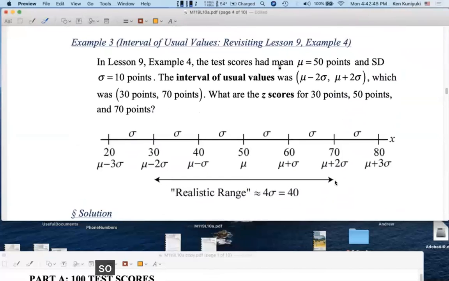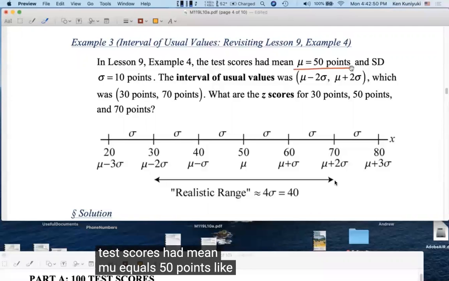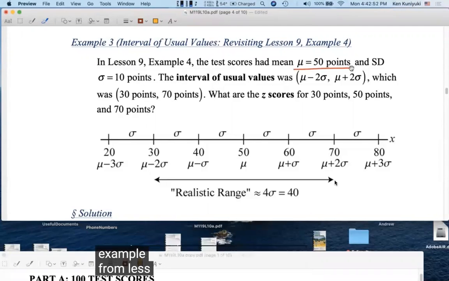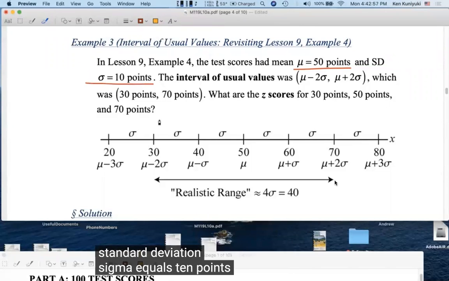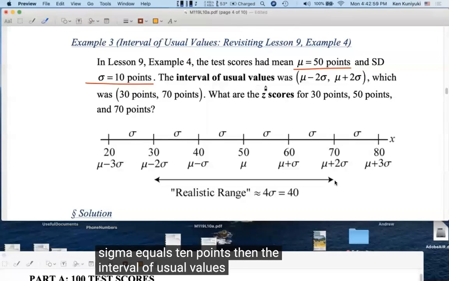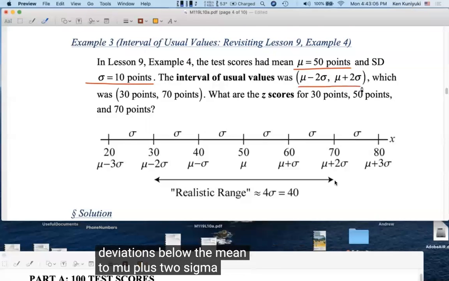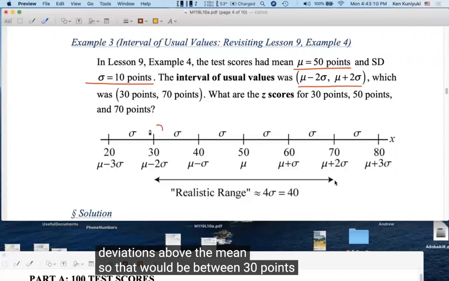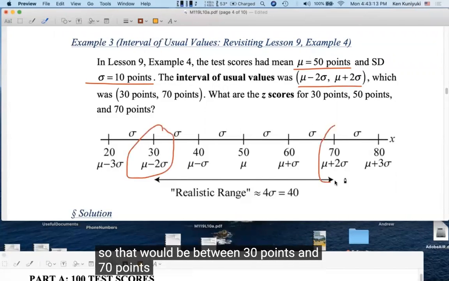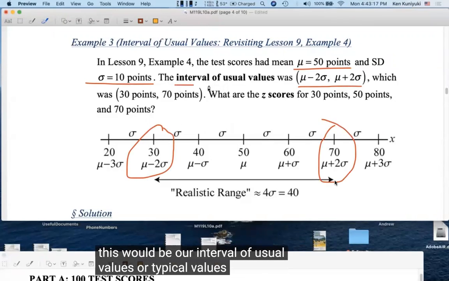So let's say hypothetically that the test scores had mean mu equals 50 points, like in our earlier example from lesson 9, and population standard deviation sigma equals 10 points. Then the interval of usual values would be from mu minus 2 sigma, 2 standard deviations below the mean, to mu plus 2 sigma, 2 standard deviations above the mean. So that would be between 30 points and 70 points. This would be our interval of usual values or typical values.